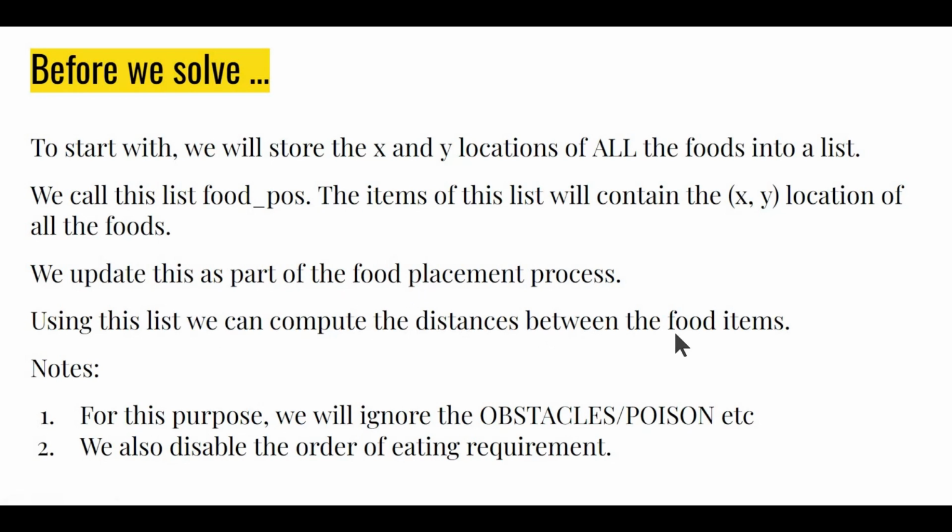Now, a couple of points I'm going to make. For this purpose, we are going to ignore, in fact disable, the obstacles, poisons, etc. Because if you think about it, these change the distance between points because certain paths become unusable. So I'd have to go around an obstacle and so on. We'll also disable the bonus where we said that you must eat in a certain order. We'll come back to this later, but for now we'll disable it. So keep it simple.